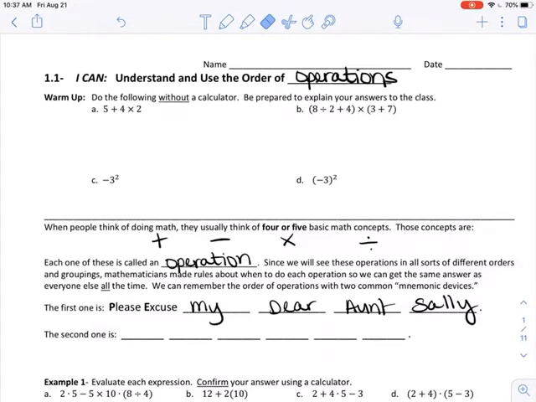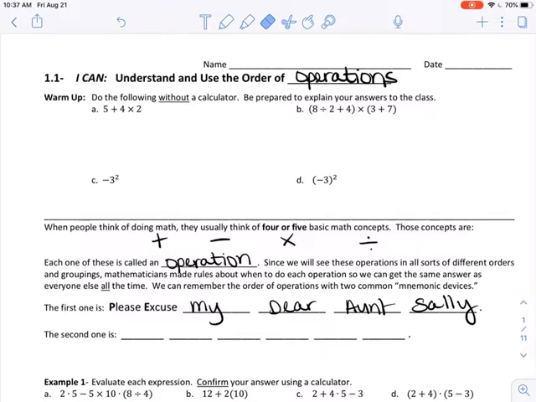Hi guys. For today, we're learning how to use the order of operations and how to enter problems that have the order of operations into a calculator. This is a review from what you've learned previously. First, try this warm-up, A, B, C, and D on your own without a calculator. Pause, and I'll go over the answers in just a second.